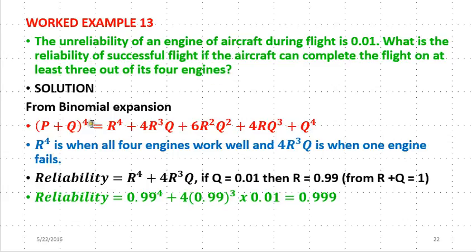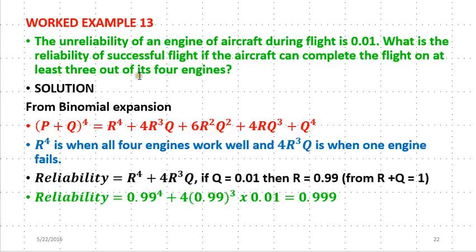Expanding this using the binomial technique, and using maybe Pascal's triangle to get the coefficients, I got R raised to power 4 plus 4R cube Q plus 6R square Q square plus 4R Q raised to power 3 and Q raised to power 4.